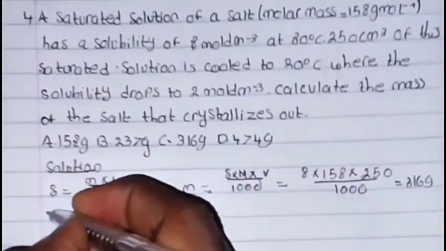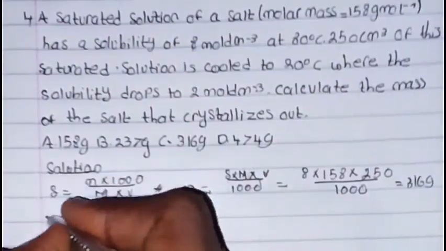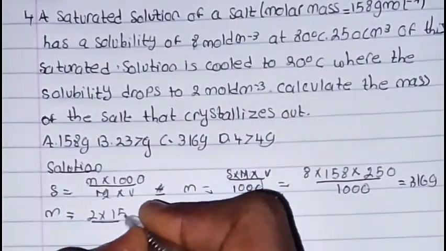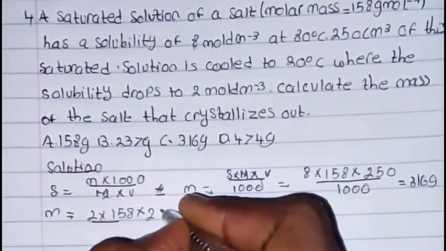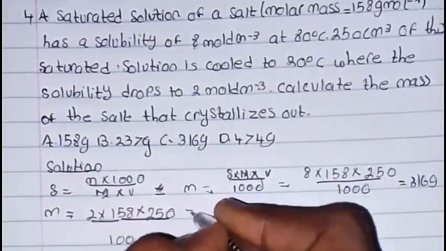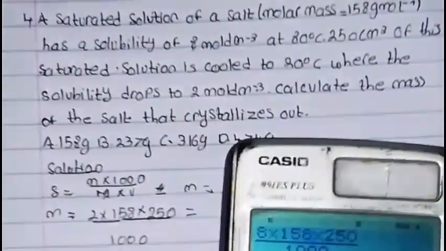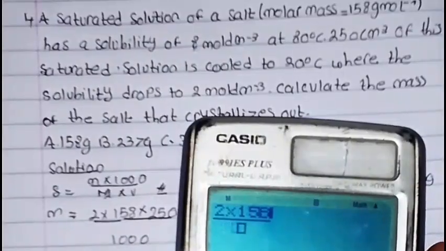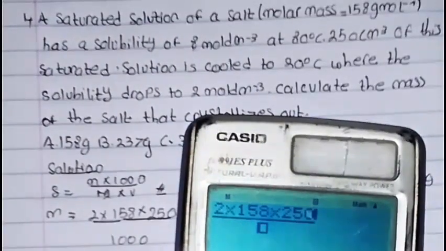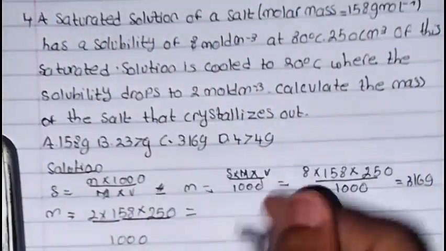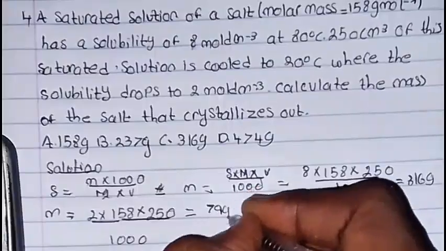For the second case, mass will be equal to solubility, which in that case was 2, molar mass constant 158, volume also constant 250, all divided by 1000. So this is equal to 2 times 158 times 250 divided by 1000. That gives us 79 grams. So this is 79 grams of solute present.